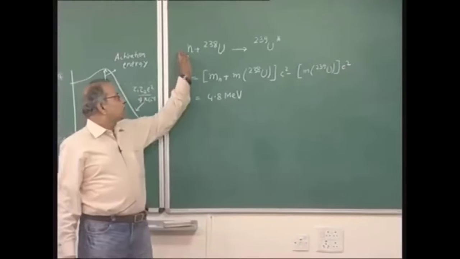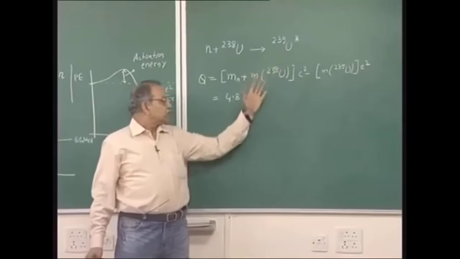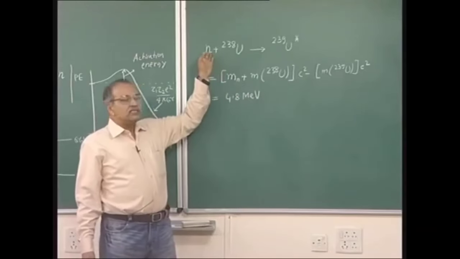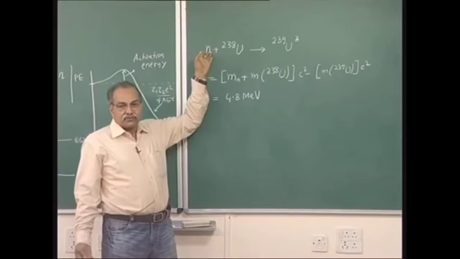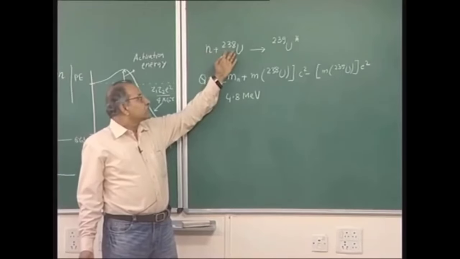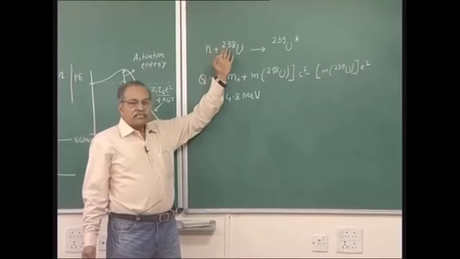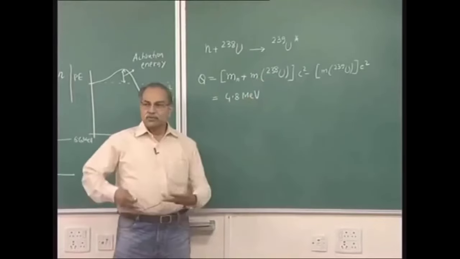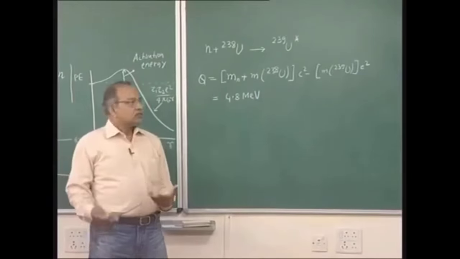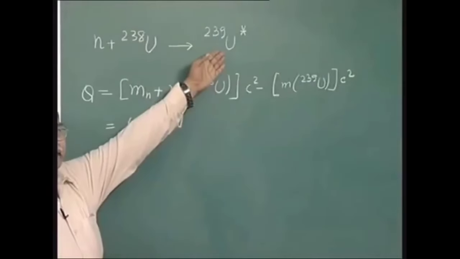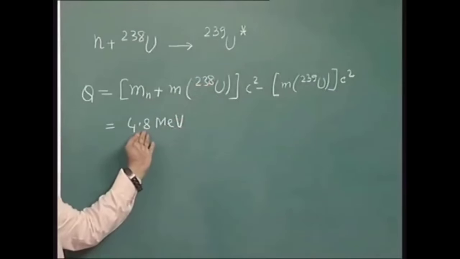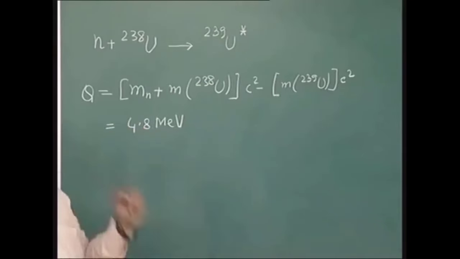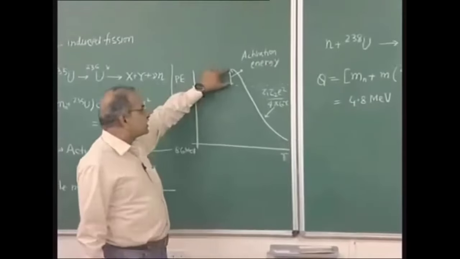So, if this neutron gets absorbed here, this much energy is made available, and once again if the initial kinetic energy of this neutron is almost 0 and this is at rest, you do not have any linear momentum here. So, all this energy goes into internal excitations. So, this uranium 239 is created in an excited state above its own ground state by this much energy, 4.8 MeV. And how much is the activation energy?